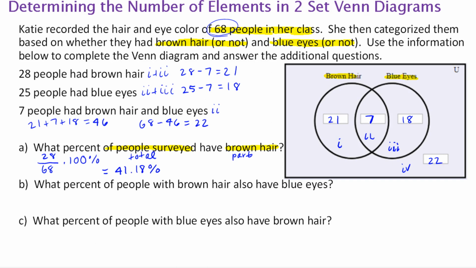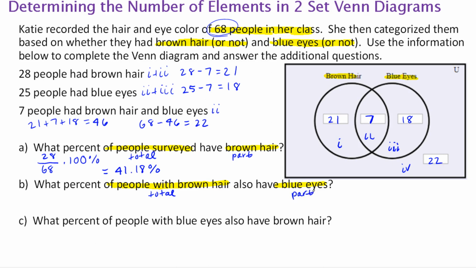Let's look at the next one. What percent of people with brown hair also have blue eyes? So notice again that our total is after the word of, but now it's people with brown hair as opposed to last time it was people surveyed. And our part is specifically people with blue eyes. So this would be people with blue eyes that also have brown hair, because we're given that we're only looking at the people with brown hair. So this is our part.